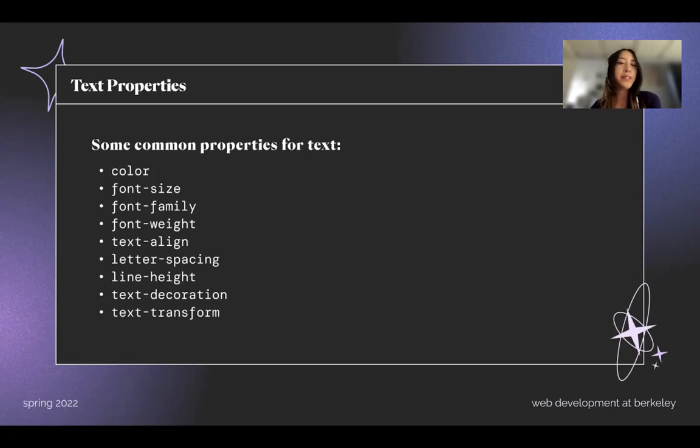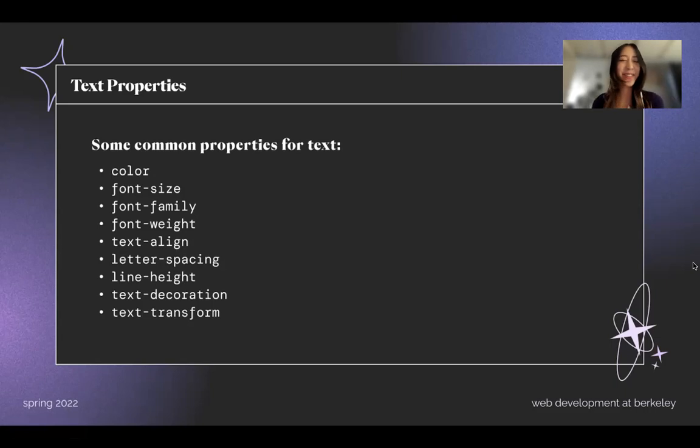Font weight, then text align. Do you want it to align to the left, the center, or the right of the page? Letter spacing adjusts the spacing between your different letters. Line height, and text decoration, which I believe is underlining or maybe italics. I'm not too sure about text decoration. And then text transform, which is also very specific.